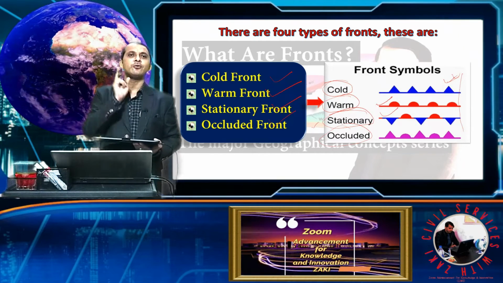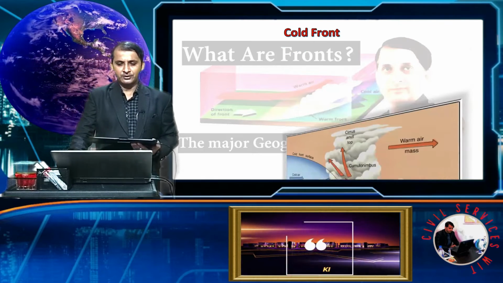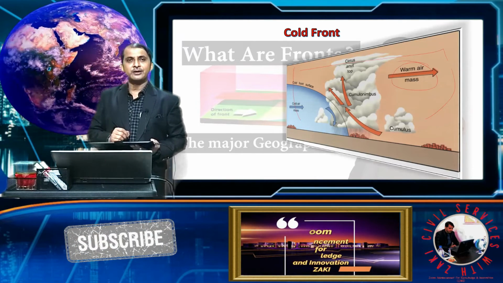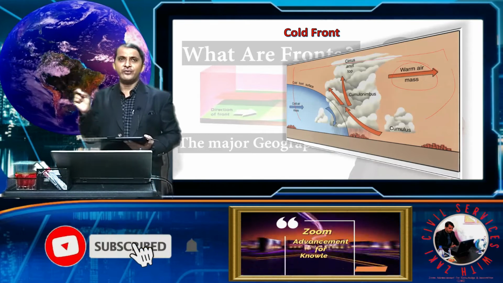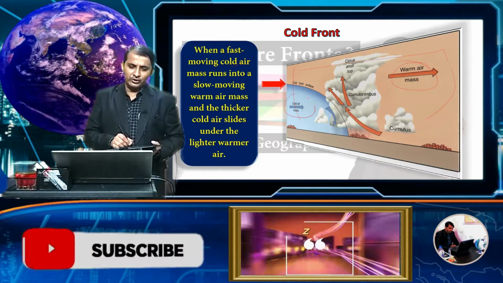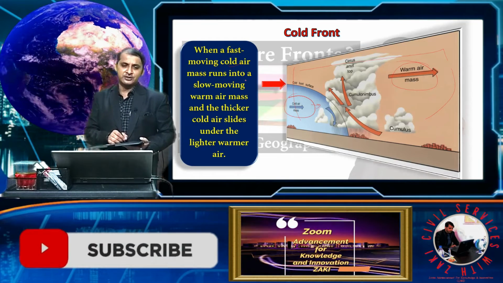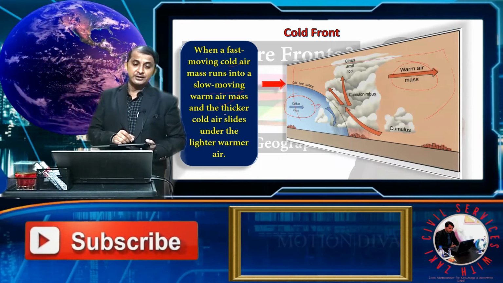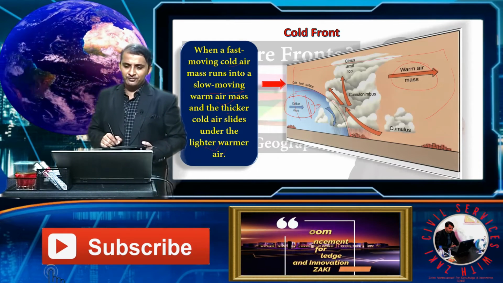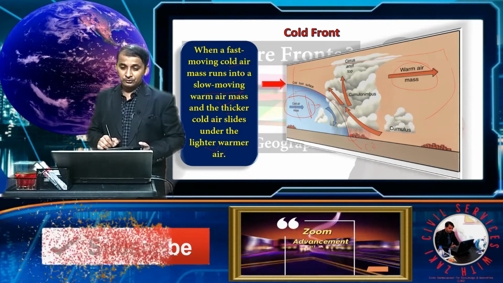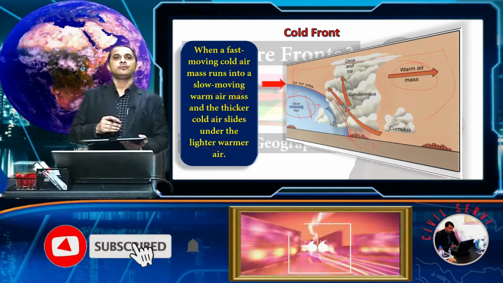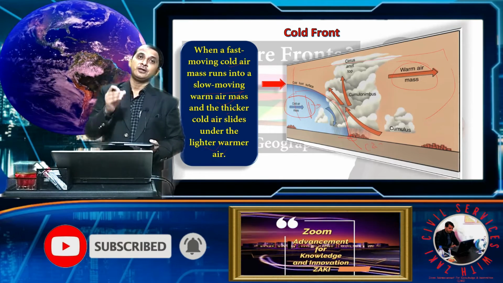First we move towards the cold front. So what is a cold front? See this picture. Imagine this whole area is filled by warm air, which is slow moving in this situation. When fast moving cold air runs into slow moving warm air, the thicker cold air slides under the lighter warm air, and this type of front is called a cold front. Near the cold front, the slope is very steep.